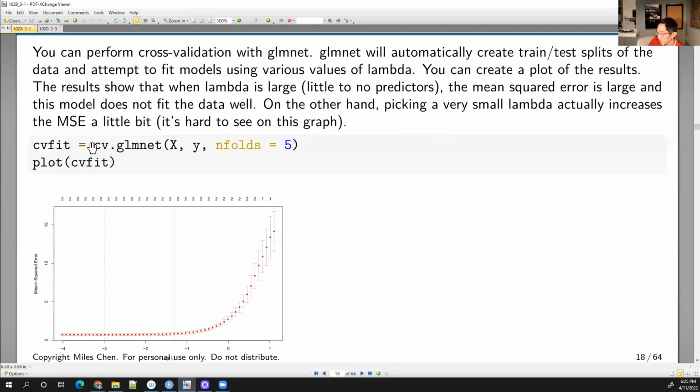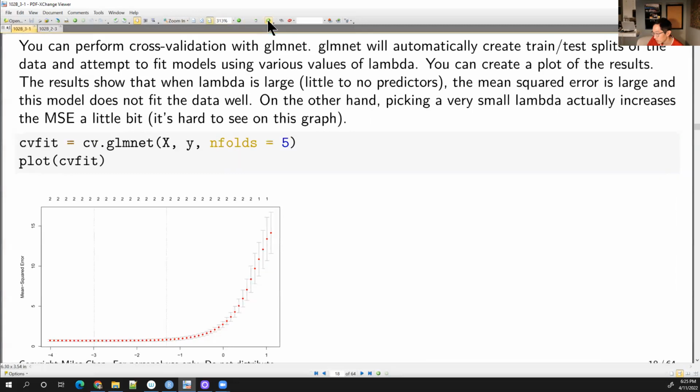So if you call cv.glmnet, this will do cross-validation on GLMNet, and it'll automatically do the train and validation splits and fit a bunch of models using different values of lambda. And for this plot, if you plot the CV fit, what we'll see is the following.